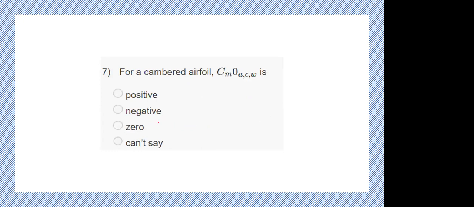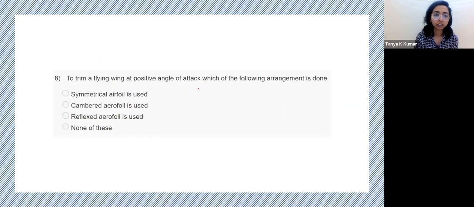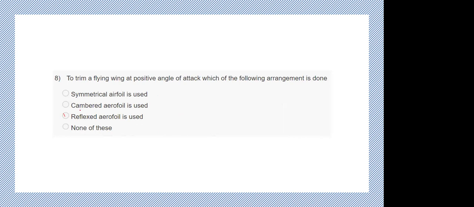Next question: for a cambered airfoil, Cm naught is negative, and you have a reflex airfoil to make it positive. And for a symmetric airfoil, it is 0. This is symmetric, this is cambered, and this is reflex. To trim a flying wing at positive angle of attack, which of the following arrangements is done? We just discussed this. Reflex.